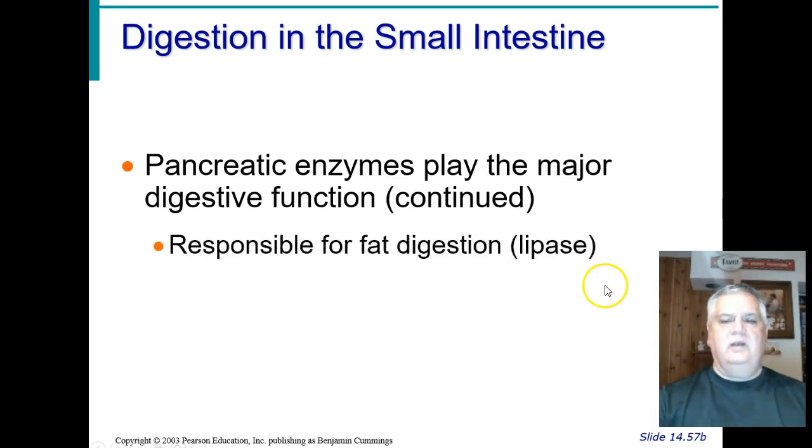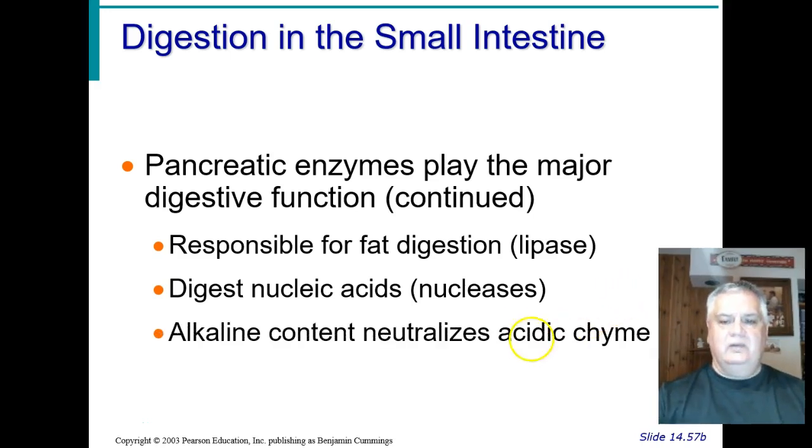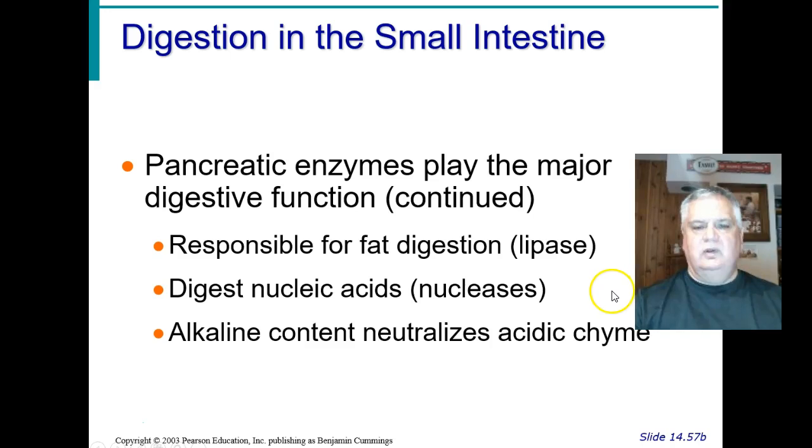In addition, another enzyme, lipase, there's that ASE at the end. ASE means enzyme, and when we put it together with the root word, lipase is a fat digesting enzyme. So this is also delivered to the small intestine in pancreatic juice. There are also nucleases which digest nucleic acids like RNA and DNA that come from the nucleus of cells from, let's say, muscle tissue whenever we consume the flesh, like a steak or a burger.